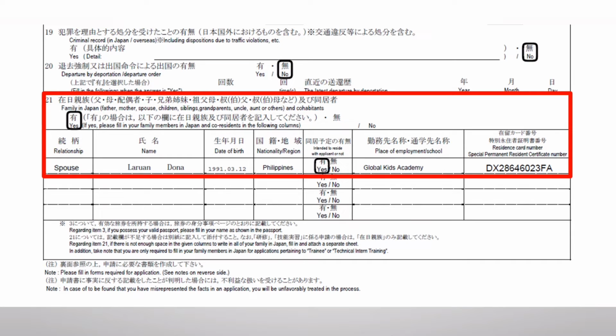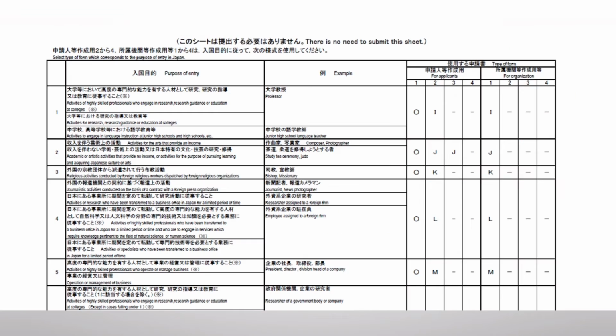Number 21, family in Japan. Father, mother, spouse, children, siblings, aunt, uncle, or any relative. Since he would be living with me, we encircled yes, and then he wrote my information as his spouse. So my name, birth date, home country, whether I intend to reside with the applicant or not, my place of employment, and the resident certificate number. So the first page is done.